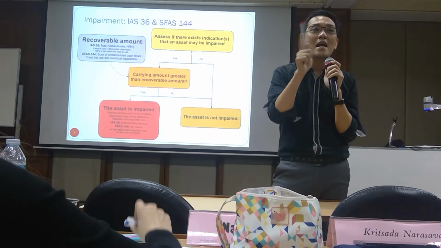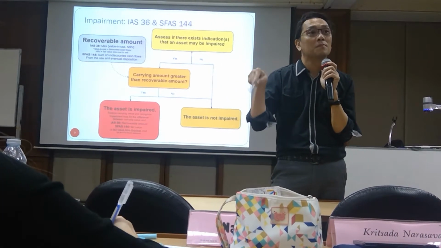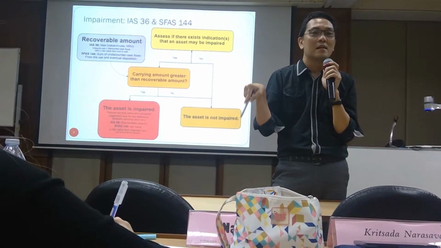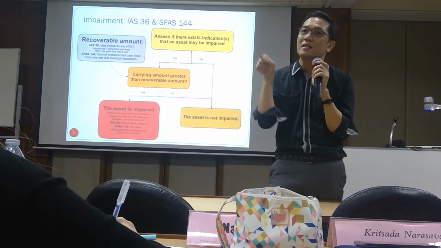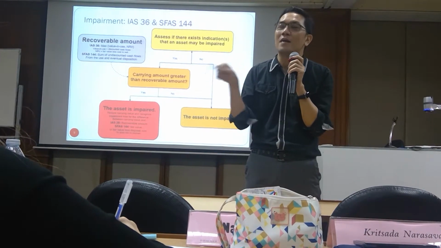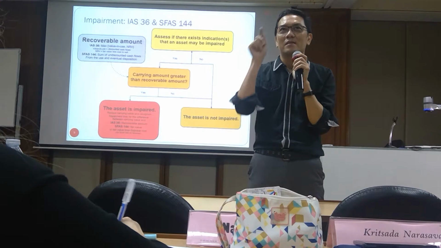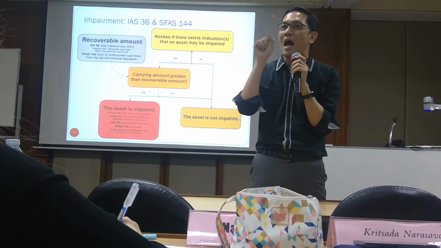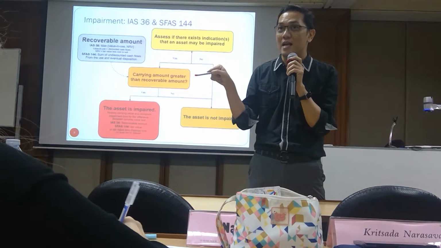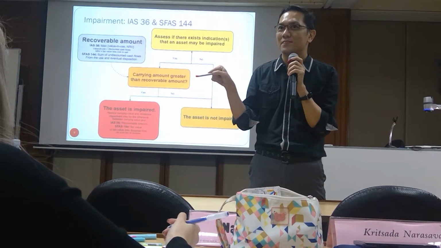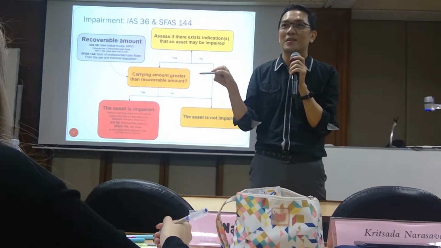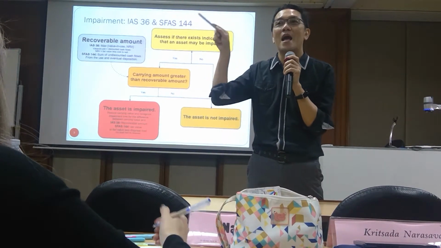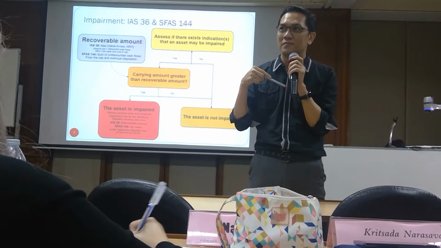And then you compare it to the carrying amount, which is the book value at the moment. Let's suppose the book value of the machine is 8 or 9. 10 versus 9, 10 is greater. So in this case, RA is greater than CA. Impair or not? No, because the recoverable amount is still more than the carrying amount.